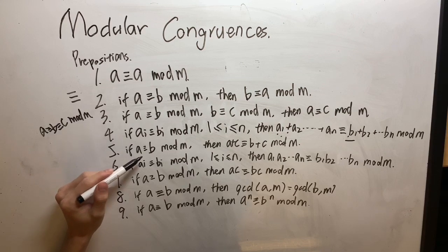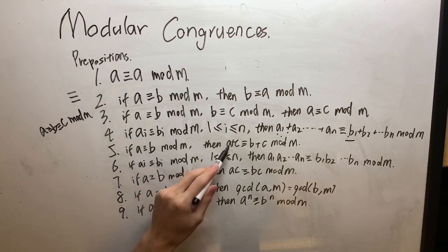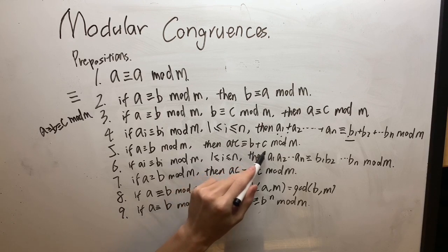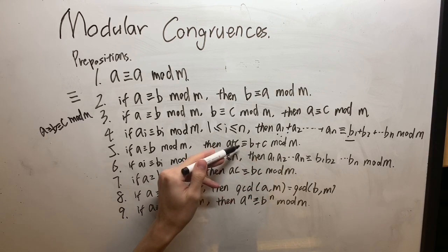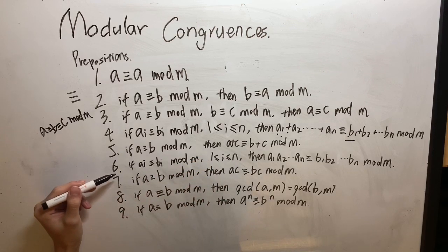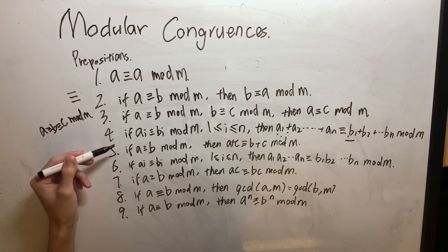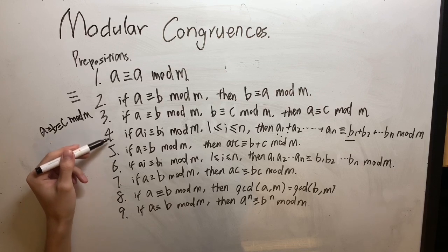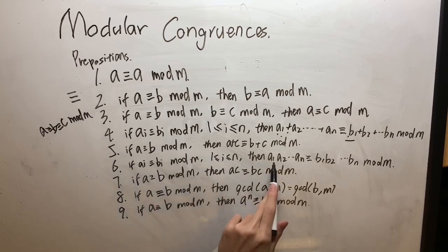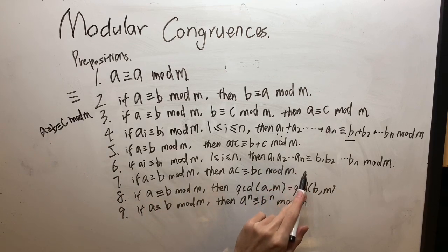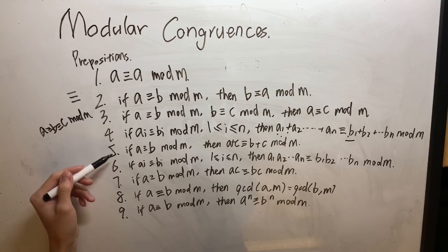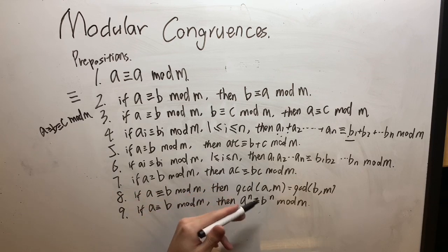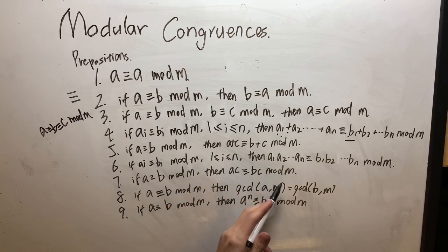Fifth, if A is congruent to B mod M, then A plus C is congruent to B plus C mod M. This means that if you add numbers to congruences, this is true. The sixth one is similar to the fourth one. So when you multiply them together, it is also true. Seventh is the same as the fifth one. Like if you multiply by another number, that is also true.